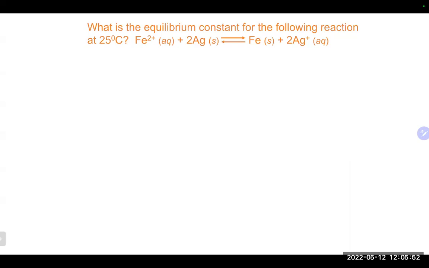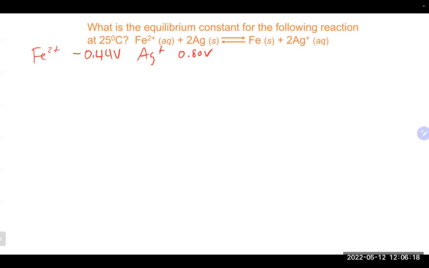What is the equilibrium constant for the following reaction? I think you have the SRP values on your handout. Why don't you give that a go and see what you come up with. What is the SRP value for iron? Negative 0.44. And the silver? 0.8, positive, right? Okay, perfect.